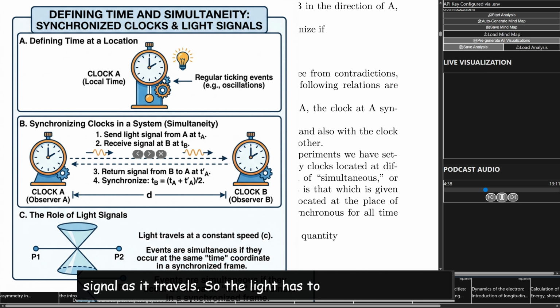Then on the way back, from B to A. Well, now A is moving towards the returning light signal. So it's closing the distance faster. Right. The effective speed is now c plus v. So the time for the return trip is AB divided by c plus v.